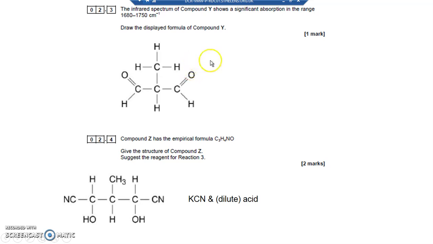The lone pair of electrons on the O then bonds with an H plus, and that's why you need potassium cyanide and dilute acid, because the H plus bonds with the O minus once the CN has bonded on, and you get one on each end. There we are, there's the 2 CNs. I've got the 2 OHs formed from the C=O double bond, and I've got the rest of the molecule intact.